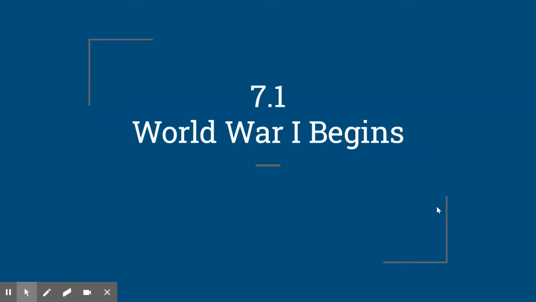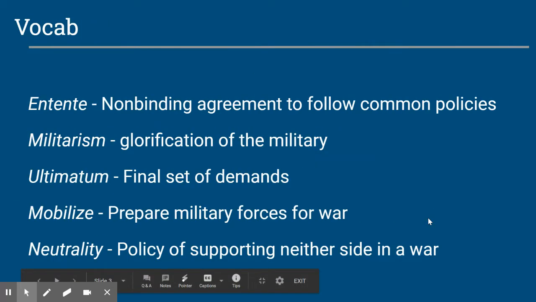In this lecture, we're going to examine World War I and how it begins, and the four major factors that actually led to the war. So you have to understand this vocab if the lesson's going to make sense. And first is entente. An entente is a non-binding agreement that countries make.